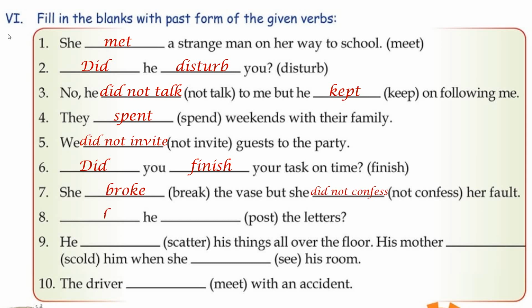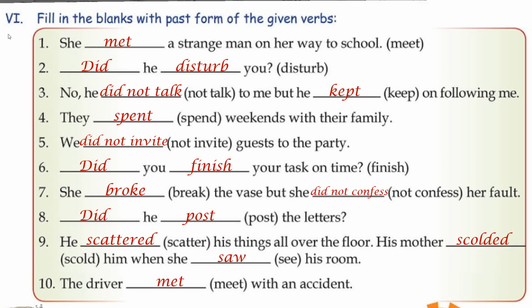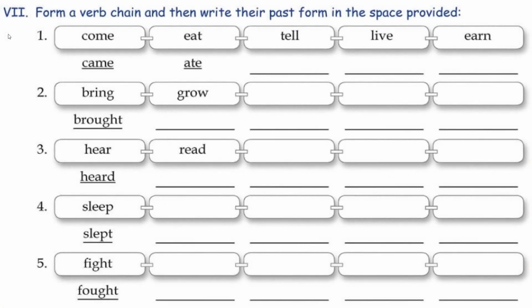So we have to write, did he post the letters? Question number 9. He scattered his things all over the floor. His mother scolded him when she saw his room. Now, number 10. The driver met with an accident. Now, see children here, form a verb chain and then write their past form in the space provided.